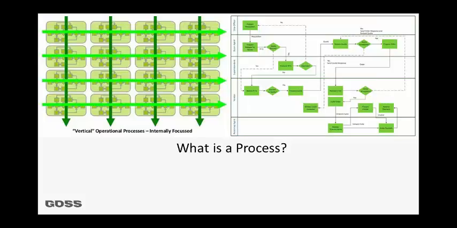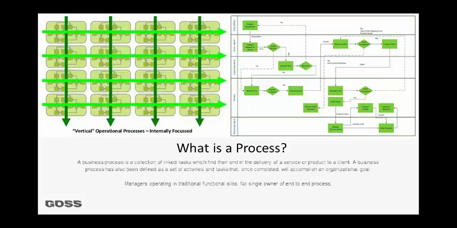So you may well have customer services, finance, back office, even tip operatives, third-party staff, all playing a role within an end-to-end process. So we're not talking about a process within an organisational silo here, we're talking about the full end-to-end process. So there's a definition there, just taken from Wikipedia, which is a collection of linked tasks which find their end in the delivery of a service or a product to a client.